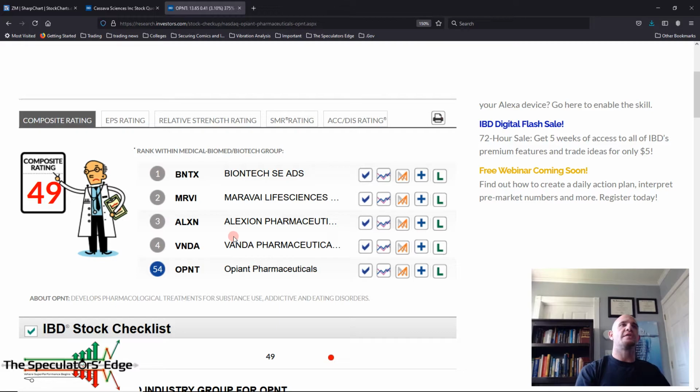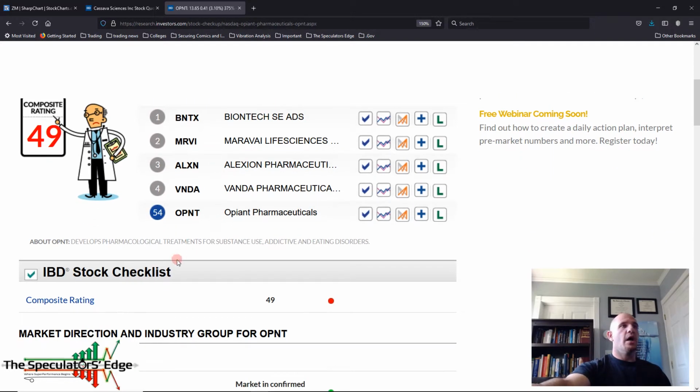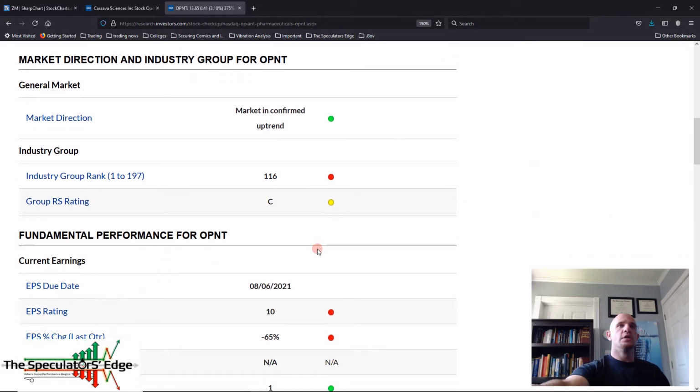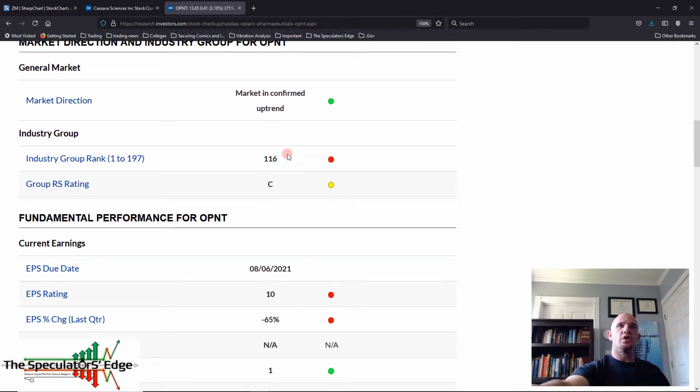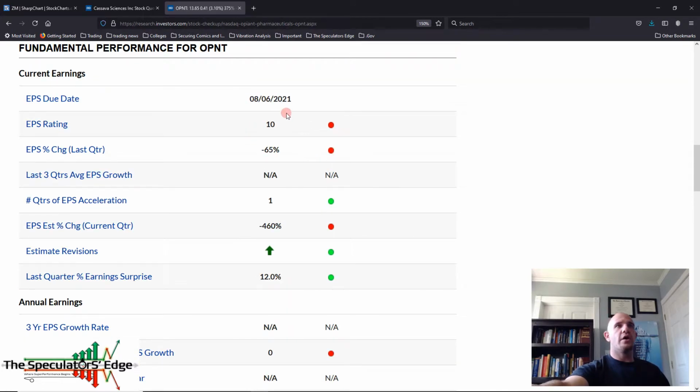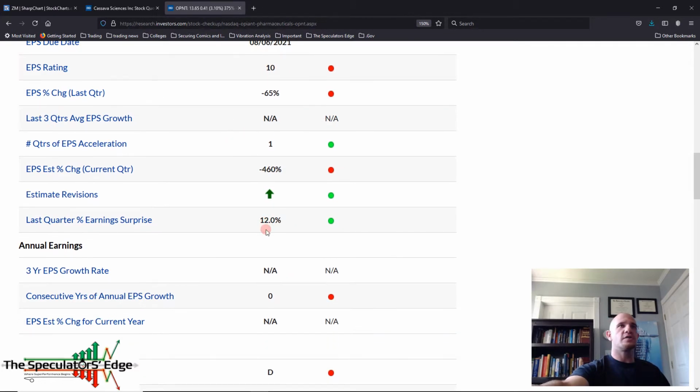But other than that, Opnt, the composite rating is a 49, and it is ranked 54 out of its peers, or out of its competitors. It develops pharmacological treatments for substance use, addictive, and eating disorders. Like I said, this industry is 116 out of 197. The group relative strength rating is a C. Not so great on the earnings, as you can tell. Earnings aren't all that great, but it does have 1 quarter of earnings per share acceleration.